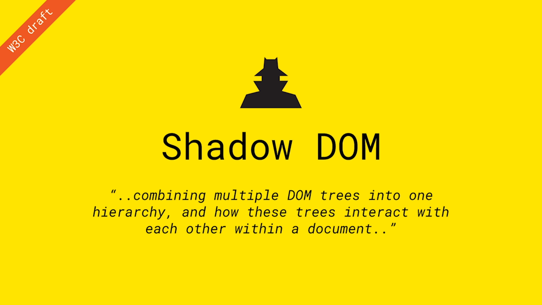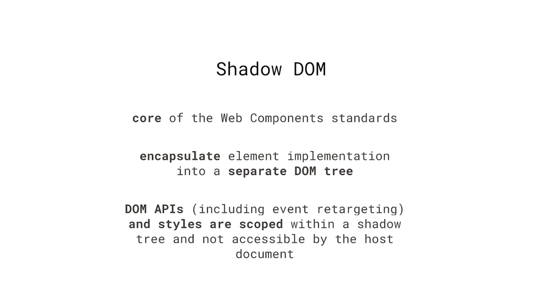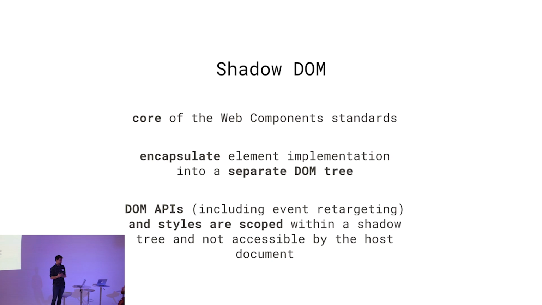Next, the shadow DOM, which is the tricky part. Combining multiple DOM trees into one hierarchy and how these trees interact between themselves. It sounds a bit tricky, but it actually is encapsulation in a few words. You have in the same page different DOM trees, and the DOM APIs within these trees are scoped. So the style is scoped, querying the DOM is scoped as well.